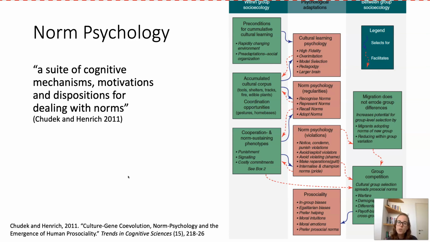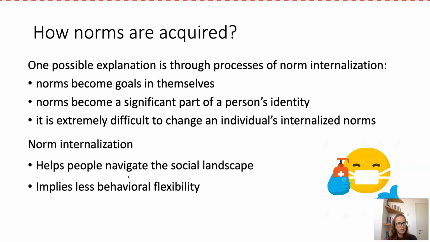One of the components of norm psychology is the ability to acquire norms. But how are norms acquired? According to norm psychology accounts, it is through processes of norm internalization in which norms become goals in themselves, and as such, they become a significant part of a person's identity. Processes of norm internalization begin in early childhood, which makes it extremely difficult to change an individual's internalized norms.